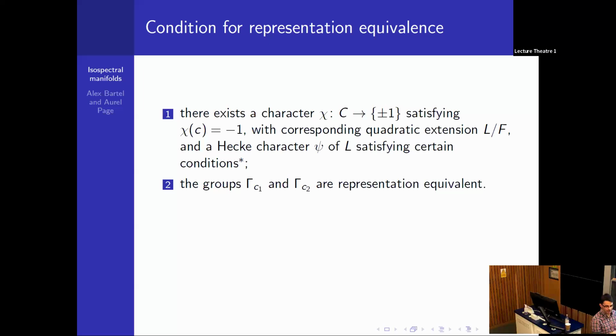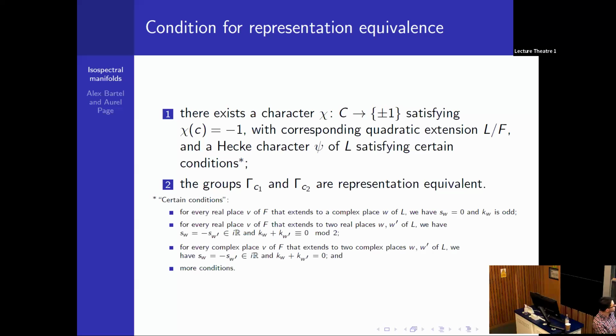And I'm not expecting you to read the conditions, but I want you to see what shape they take. It basically says at real places, the parameters are restricted in such and such a way. In the real places that split in the quadratic extension, there is a restriction. For complex places, there is a restriction.